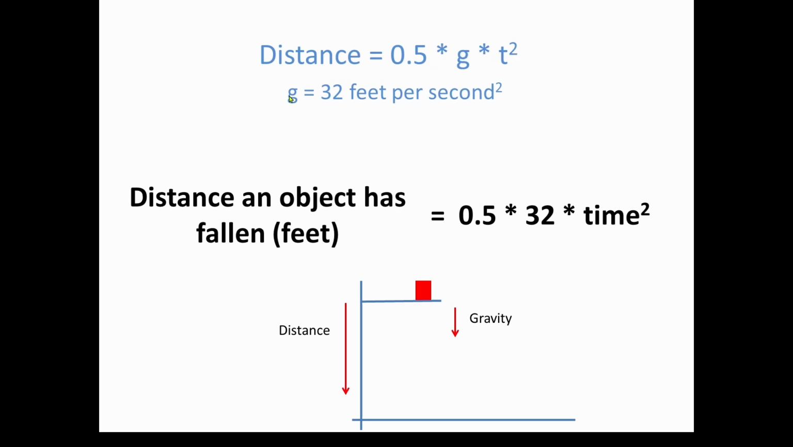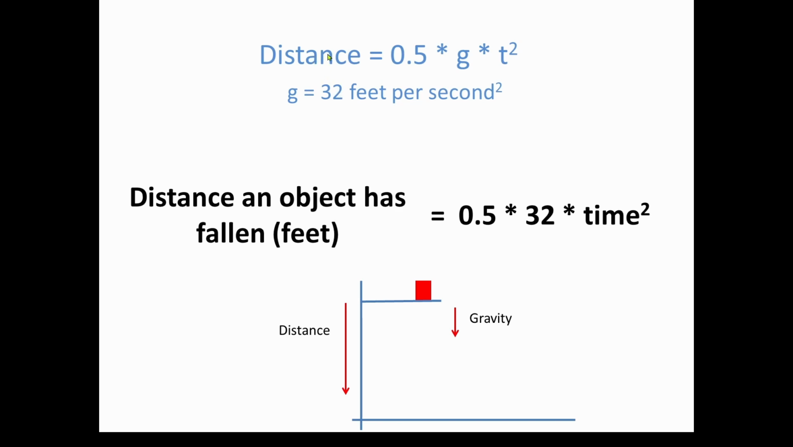Now the G is a constant value. It doesn't change. It's a very simple number. So you just have to plug in this number into G. In the imperial system here in the US, that is 32 feet per second every second. It defines how fast the object will accelerate towards the ground every second.